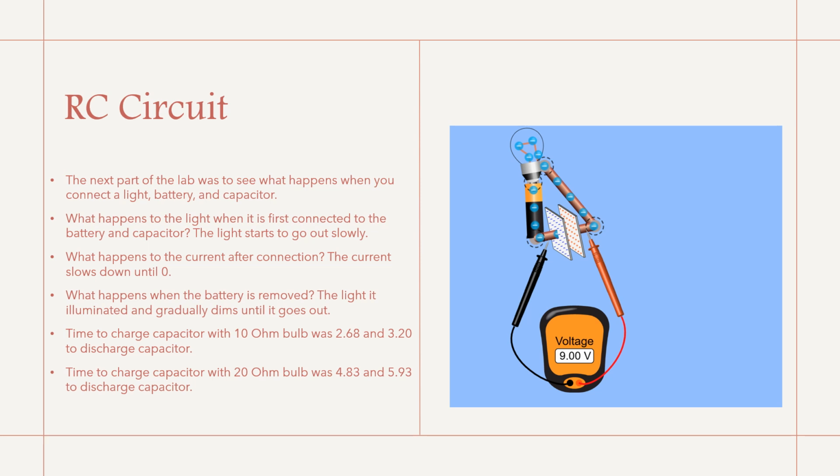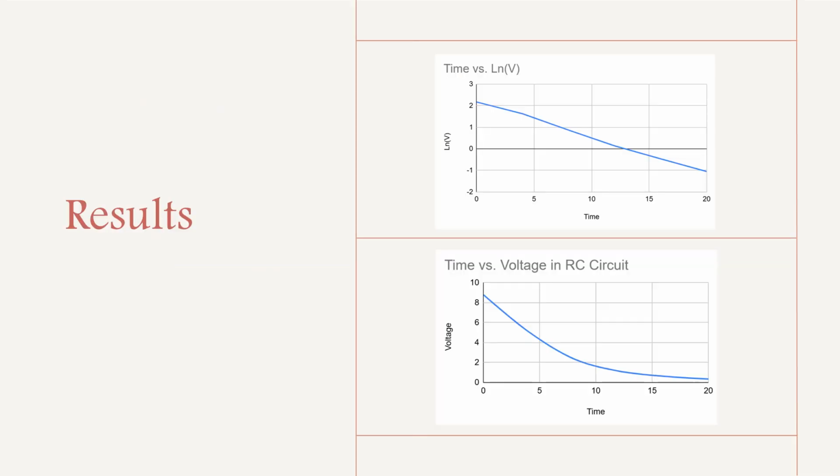The time that I recorded to charge the 10 ohm bulb was 2.68 and 3.2 to discharge. And then with the 20 ohm bulb, it took 4.83 to charge and 5.93 to discharge the capacitor. So here are the results and the time versus voltage in my RC circuit that I recorded across 0 to 20 seconds. And then when you take the natural log, you can see that it creates a linear relationship because it was exponential.